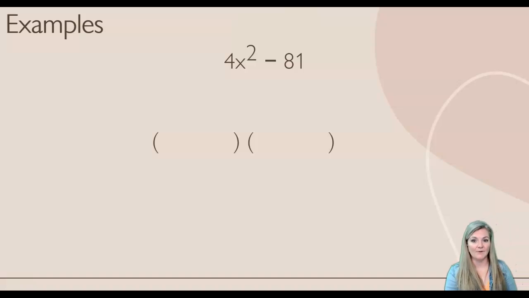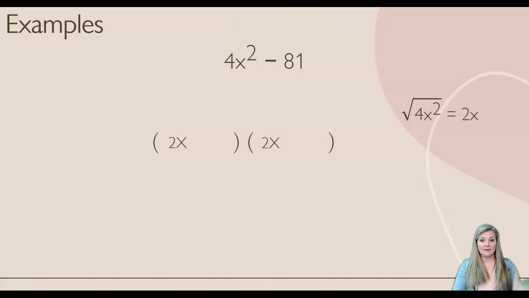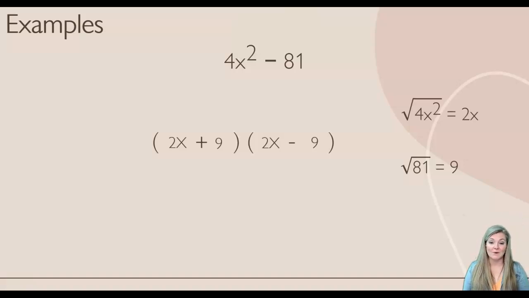So let's go ahead and set it up. You've got your parentheses. Square root of 4x squared is 2x. That goes in the front. Square root of 81 is 9. That goes at the back, and you make 1 plus and 1 minus. It really is this simple. If you were to multiply these 2 factors back together using box method or FOIL, you would get that 4x squared minus 81. And you can always check.